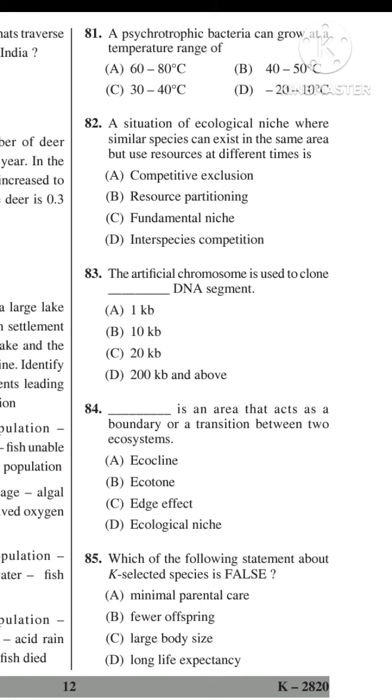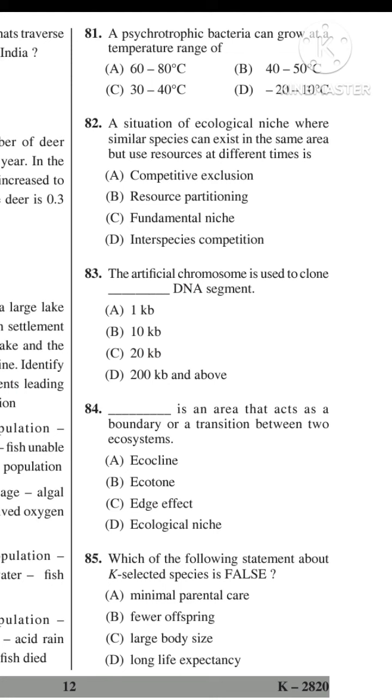The next question 83. The artificial chromosome is used to clone dash segment of DNA. So remember artificial chromosome examples, I will tell you: bacterial artificial chromosome BAC and yeast artificial chromosome YAC. These are the cloning vectors used to clone DNA of large size. So in the given options the right answer is 200 kb and above. So 200 kilo base pairs and above, very large segments of DNA can be cloned in this artificial chromosome. Therefore the right answer is option D.